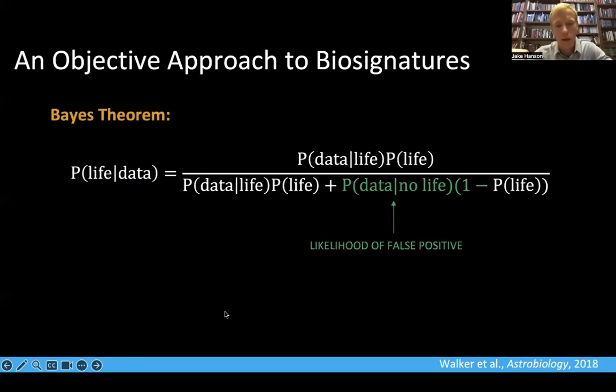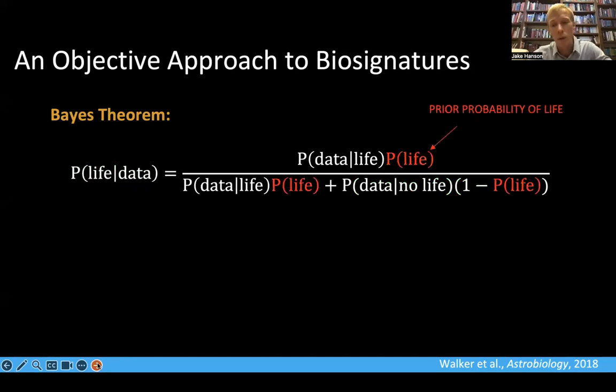And to quantify that, you need to know the likelihood of a false positive, which is the probability that that data was generated given an abiotic pathway. And you basically compare that to your prior likelihood for the probability of life.